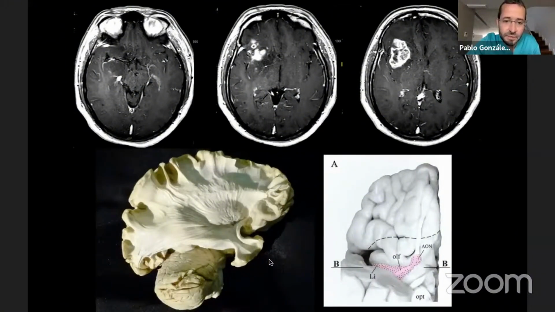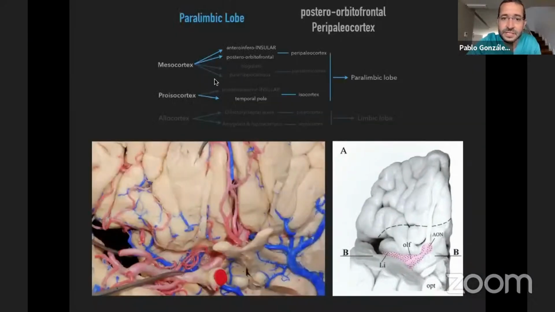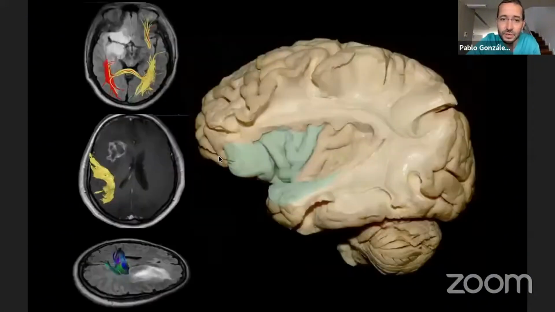And why is this tumor spreading like this? Thanks to this uncinate fascicle, which is connecting the temporomesial with the fronto-orbitary gyri. So this is a tumor which is mainly located in the antero-inferior insular, in the posterior orbitofrontal gyri, and also in the temporal pole, especially in the temporomesial regions, mainly located in the amygdala and head of the hippocampus. So this is a paralimbic tumor, and in this case, there is no way to go Transylvian.